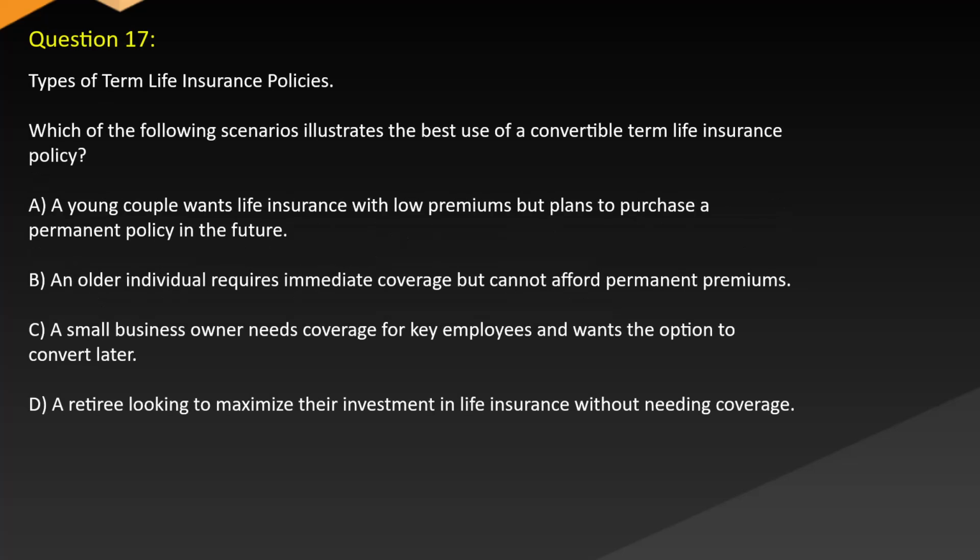Question 17. Types of term life insurance policies. Which of the following scenarios illustrates the best use of a convertible term life insurance policy? A. A young couple wants life insurance with low premiums but plans to purchase a permanent policy in the future. B. An older individual requires immediate coverage but cannot afford permanent premiums. C. A small business owner needs coverage for key employees and wants the option to convert later. D. A retiree looking to maximize their investment in life insurance without needing coverage.